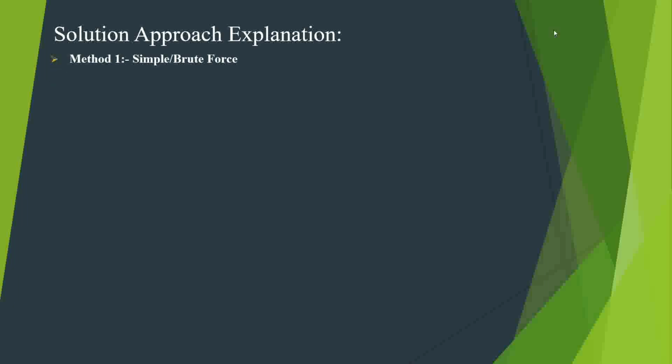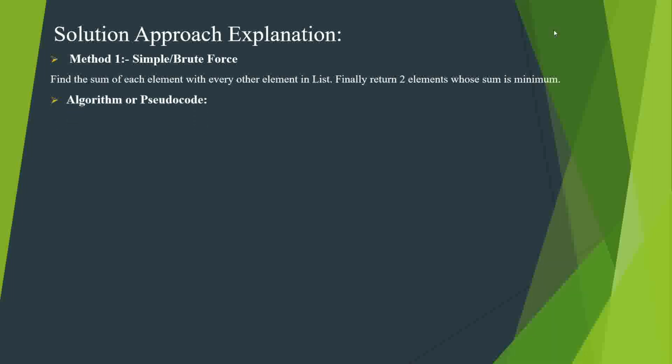First method is simple and brute force. In this, we need to find the sum of each element with every other element in the list. Finally, return the two elements whose sum is minimum.